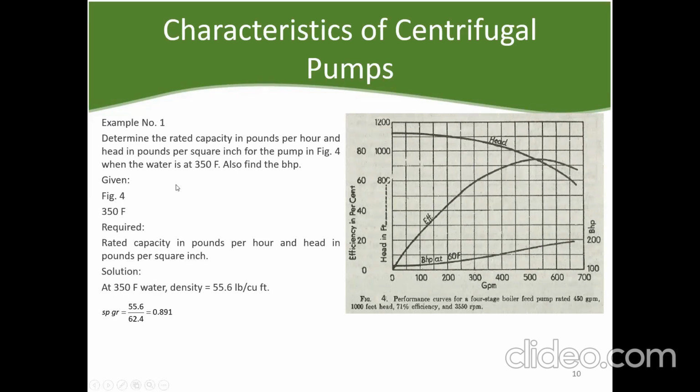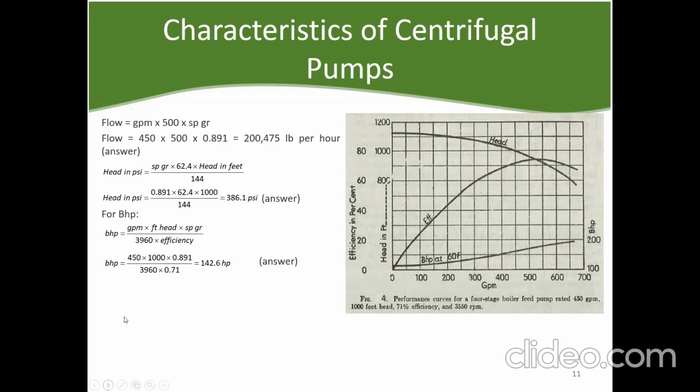So given figure 4, performance curve for a 4-stage boiler feed pump rated 450 GPM, 1,000 feet and 71% efficiency and 3,550 RPM. The temperature is 350 Fahrenheit. Required: rated capacity in pounds per hour and head in pounds per square inch. So at 350 Fahrenheit, water density is 55.6 pounds per cubic feet. So the specific gravity now is 55.6 over 62.4 or 0.891. The flow rate is GPM times 500 times the specific gravity. Remember, 500 is 8.34 or 33 times 60. Saan galing yung 500? Yun. So 450 times 500 times 0.891 is 200,475 pounds per hour.